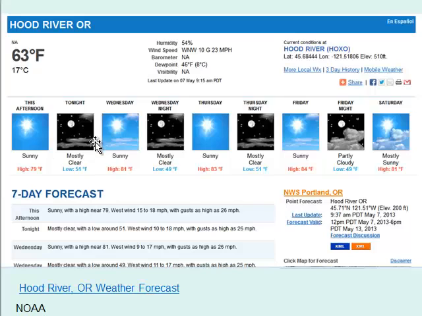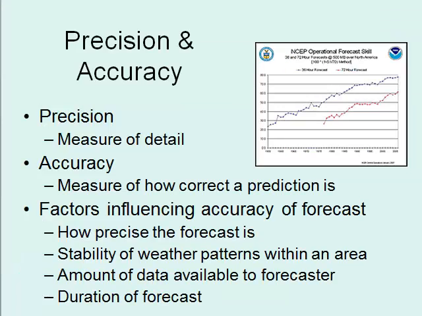Here we have the forecast for Hood River. You can see the nowcast is present: what are the current conditions? And then this looks like a 5-day forecast going out 5 days, and below that there's a 7-day forecast as well. If you scroll down, you notice that the information gets less and less detailed the further out you go. That's because it's harder and harder to predict that information since it is so far away and conditions can change pretty quickly.